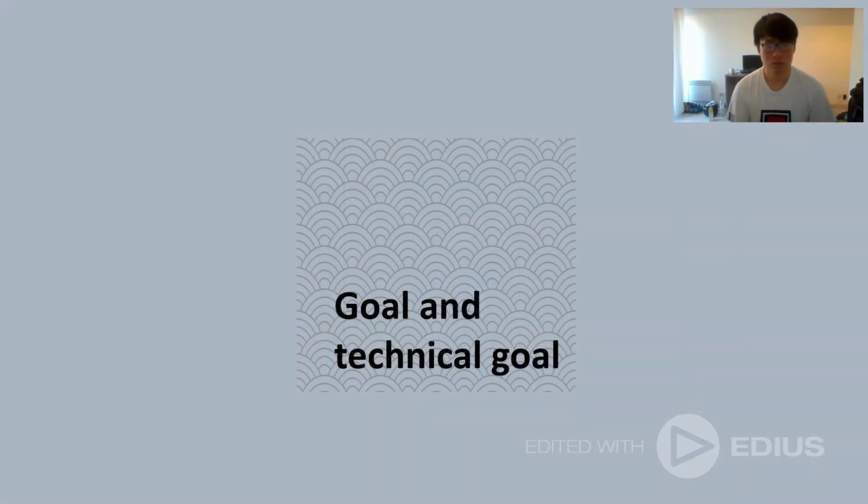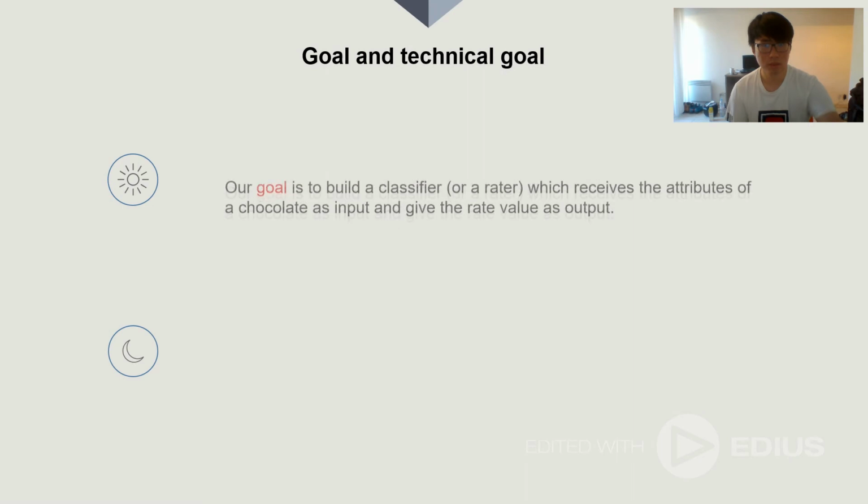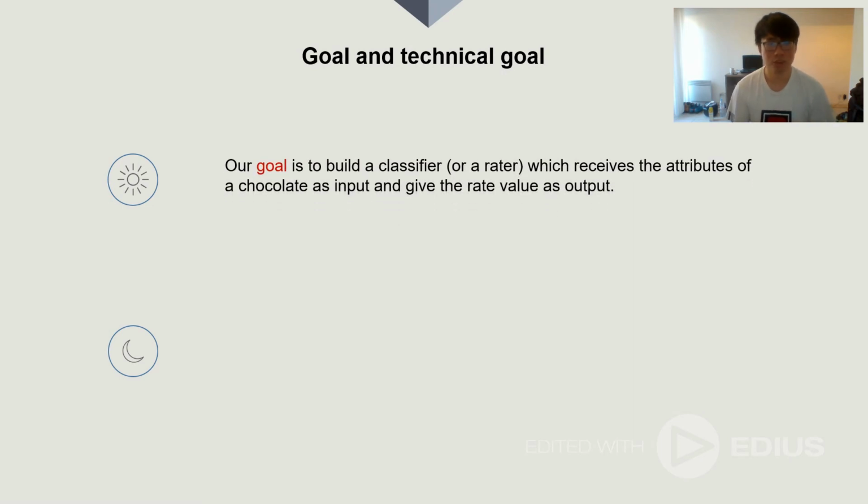So, what are our major goal and technical goal? Our major goal is to build a classifier which receives chocolate attributes as input and gives the rating value as output. We need to find which attributes play an important role in this dataset and which country's beans are the highest quality.